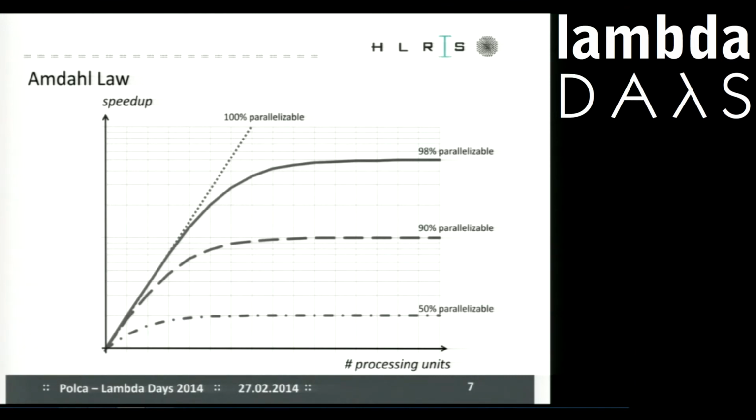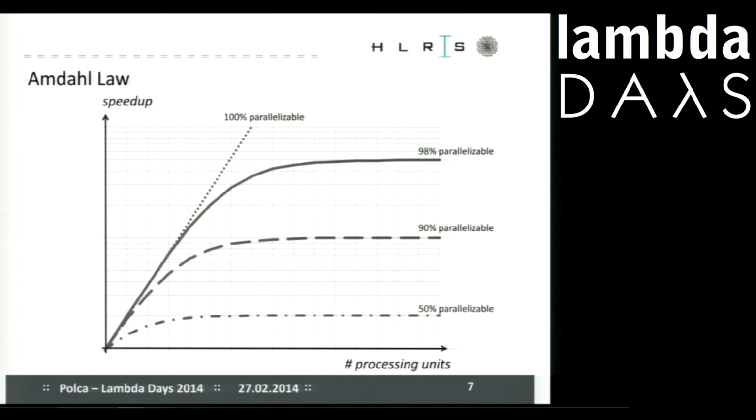For example, if 50% of your code is strictly sequential and the other 50% you can really parallelize, then even if you increase the number of cores to an infinite number, you will still be limited to a speedup of a factor of two, because of this sequential part.